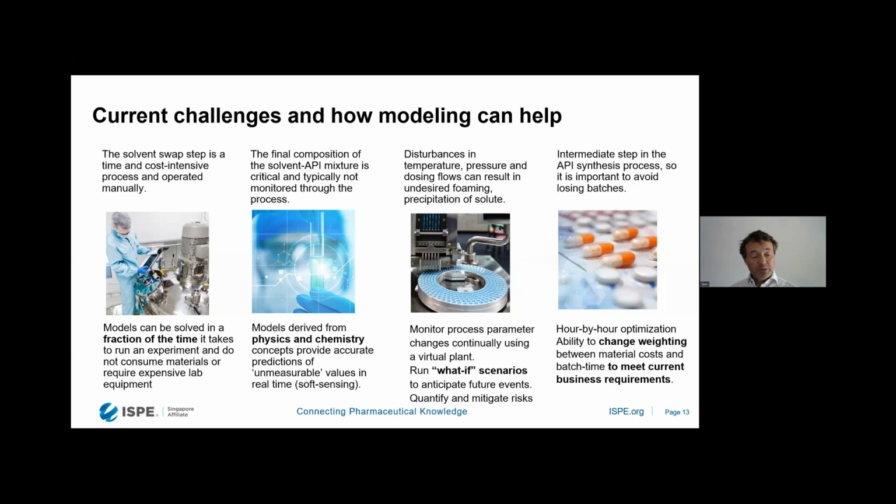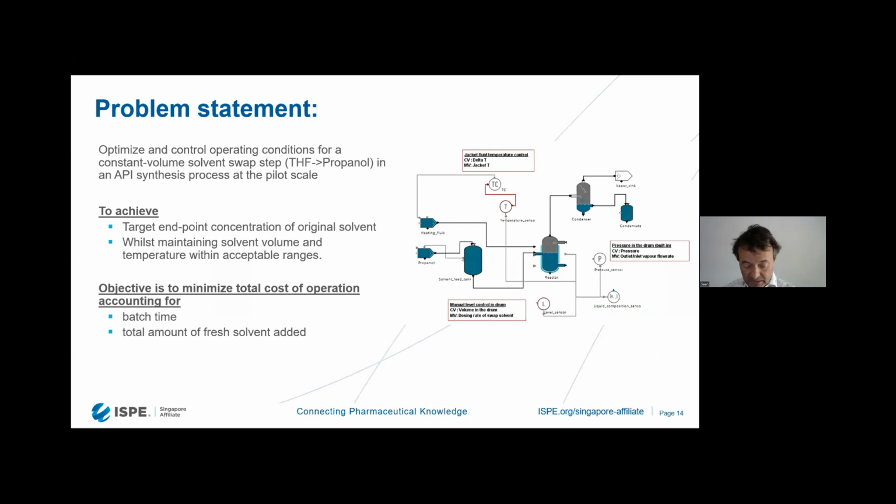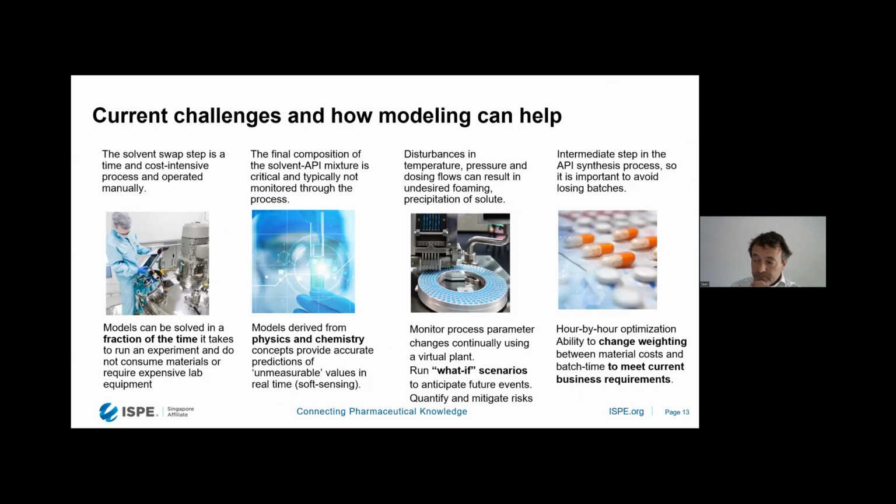And you can change the way you optimize. So if you have no pressure on the assets, if you have more than enough spare capacity, then you may decide to purely look at minimizing the energy and the solvent costs. If you have a lot of pressure on the assets and you want to start the next batch as quickly as possible, you can optimize to reduce purely the batch duration.